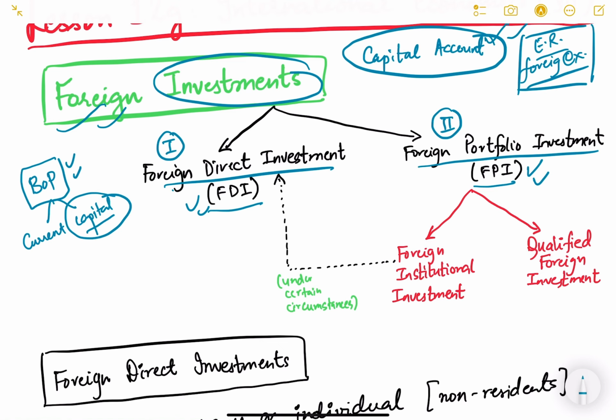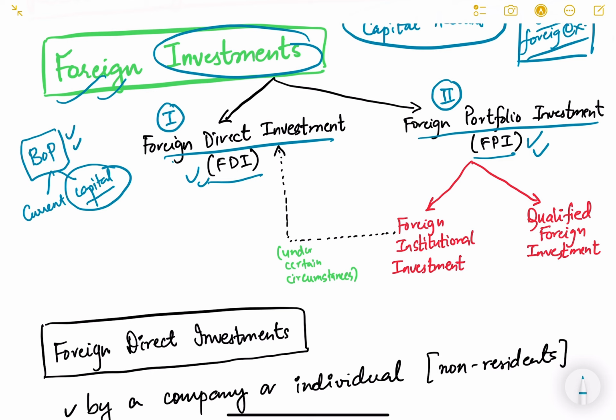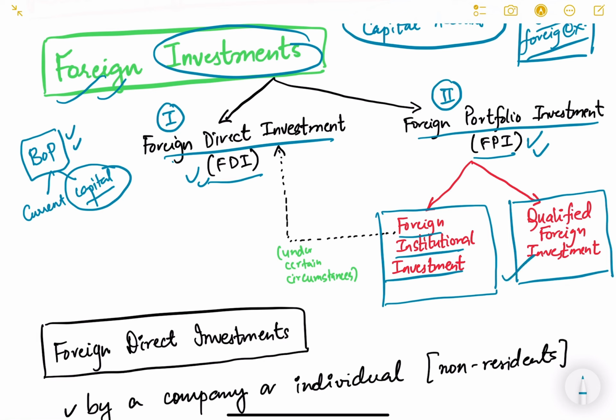Again, foreign portfolio investments can be of two types. One is foreign institutional investment, which is investment by foreign institutions, and another is qualified foreign investment. We'll look into these in detail, and you will understand what they are.